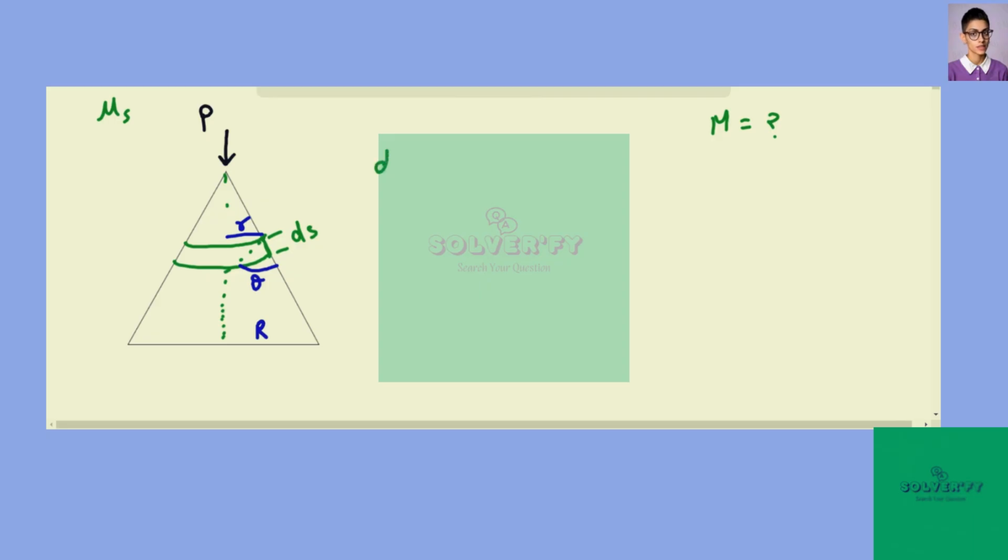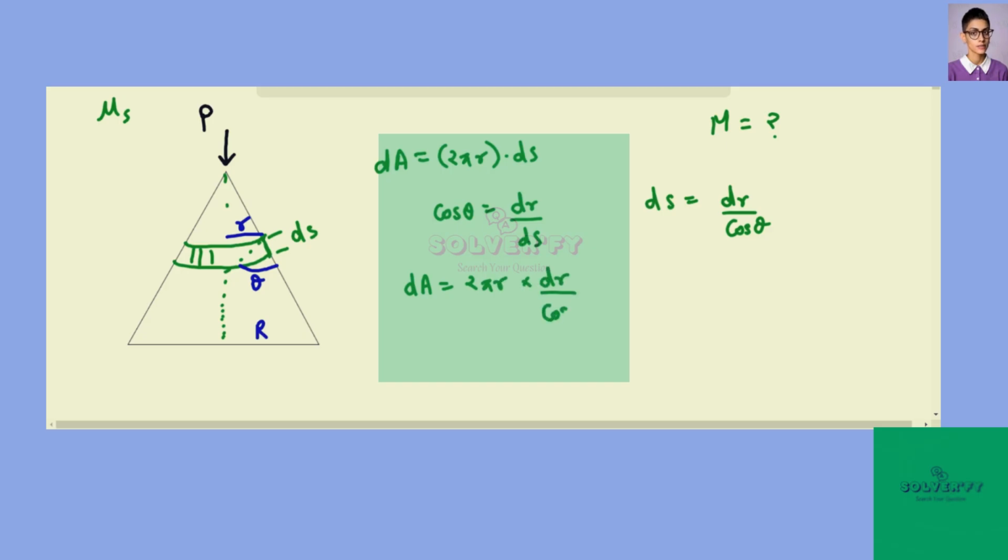So the elemental area is length into breadth. The breadth is ds and the length is 2 pi r. We determine the angle cos theta, which we can write based upon the hypotenuse. So we get ds equal to dr by cos theta, and the elemental area is 2 pi r dr by cos theta.